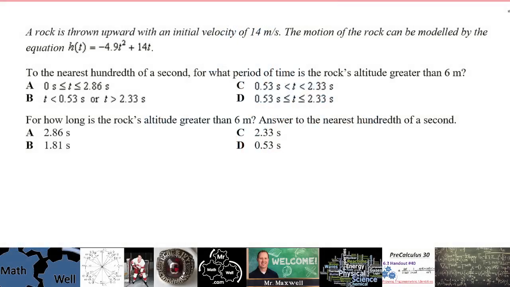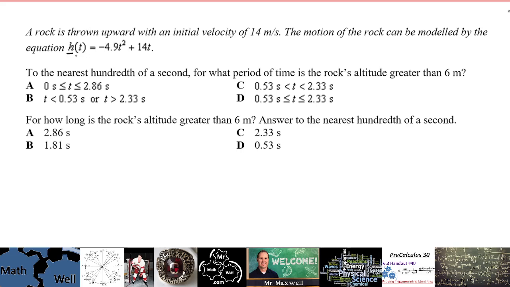Okay, grade 11s, let's take a look at the question you asked about. A rock thrown upward with an initial velocity of 14 meters per second. So this is the speed at which a rock would leave someone's hand or whatever. And that's factored into this equation already, so you don't have to do anything with this. The motion of the rock can be modeled by the equation h of t equals negative 4.9 t squared plus 14t.